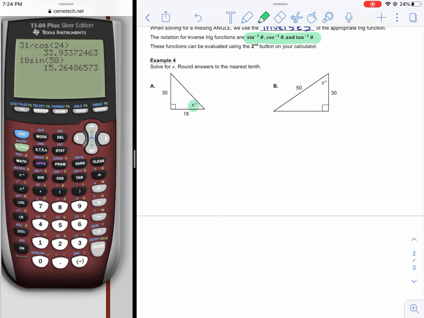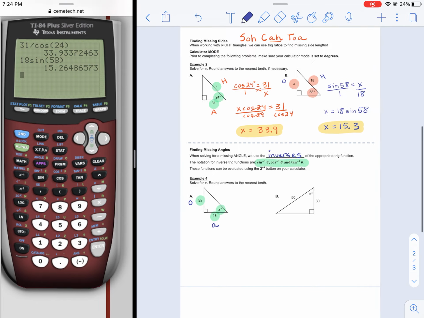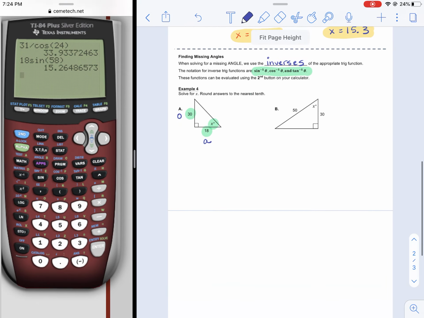So we're going to set these problems up the same way we did the previous set. I'm going to start with the angle I'm looking for. I'm going to identify the two sides I know. So for this next example, given this reference angle, we're working with the opposite side and the adjacent side. And so if I think of SOHCAHTOA, I'm using the tangent. I know that the tangent of angle X equals the opposite side, which is 30, over the adjacent side, which is 18.